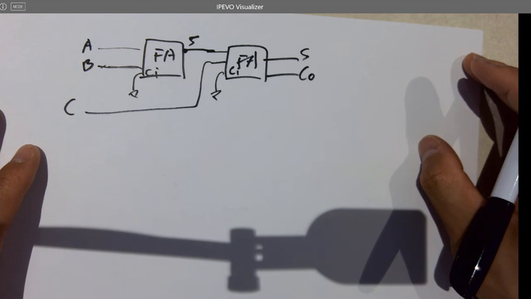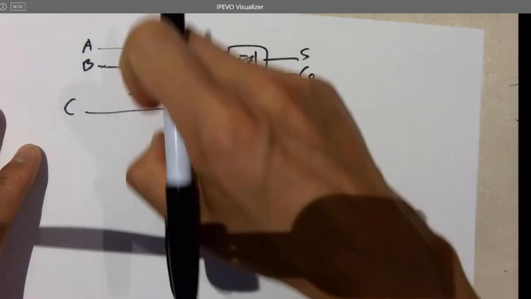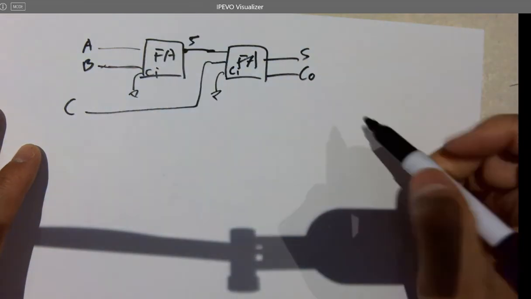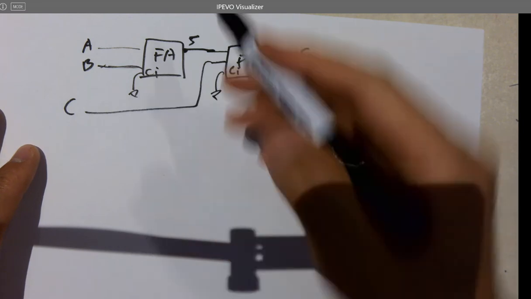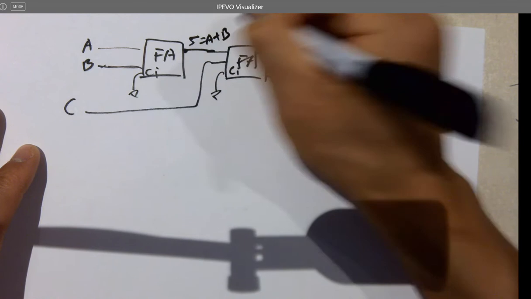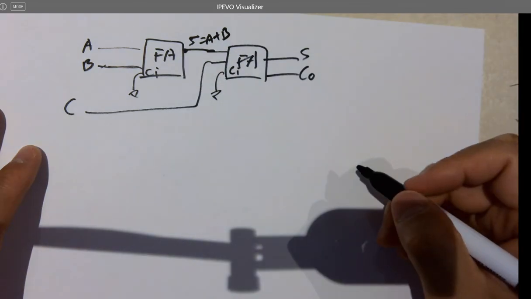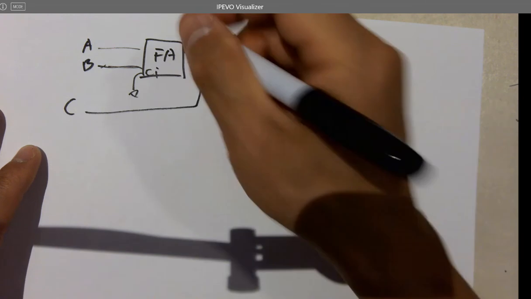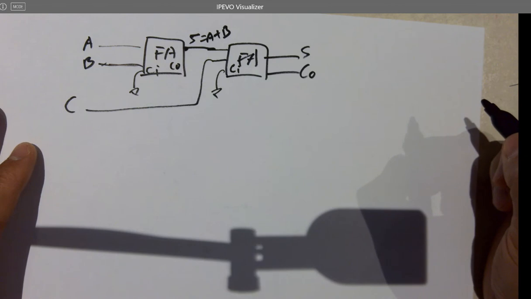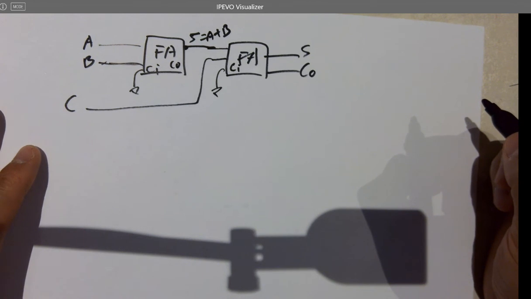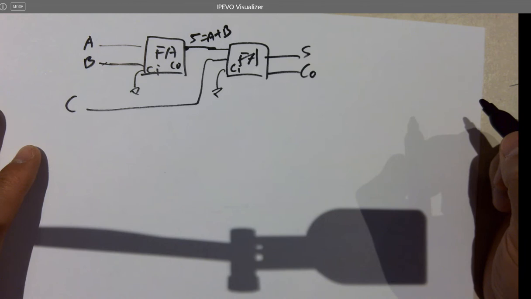So the FA has 3 inputs. If I'm not connecting anything to CI, then S equals A or B. They're asking what CO is being used for here. Do we need a CO? We don't need a carry at the end.